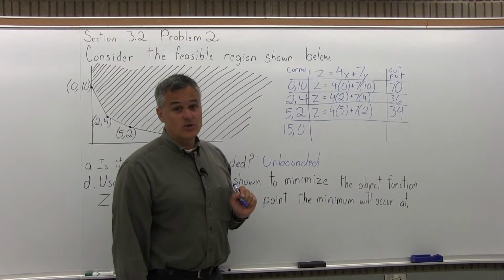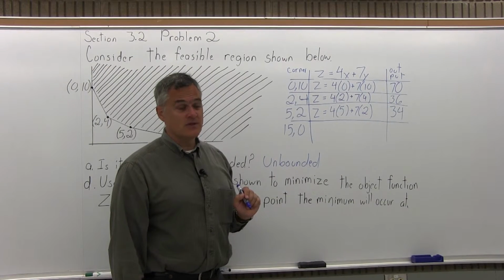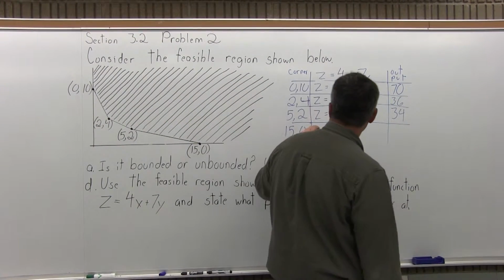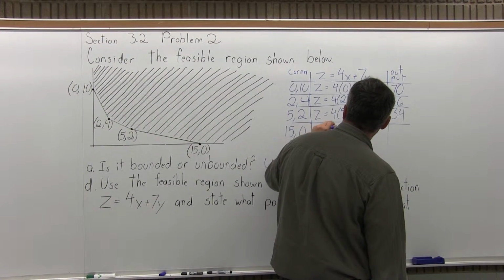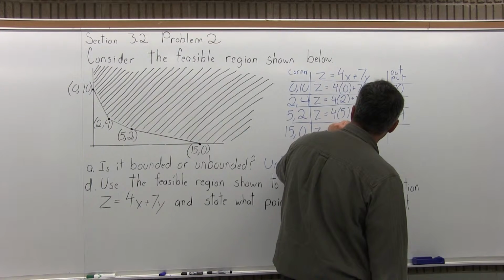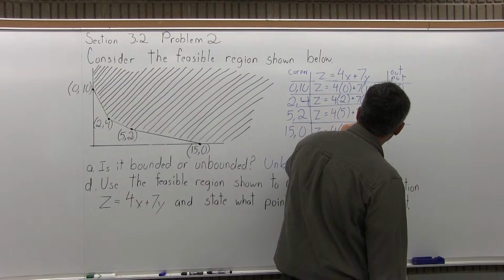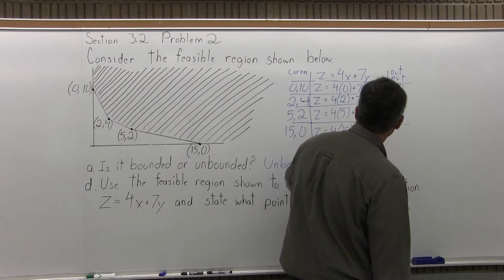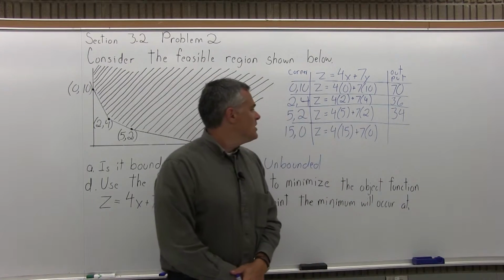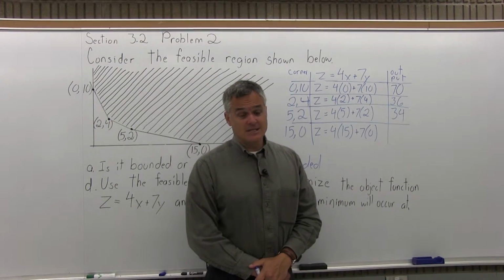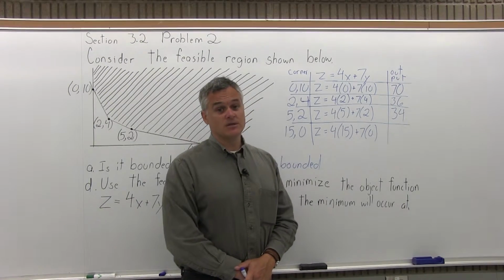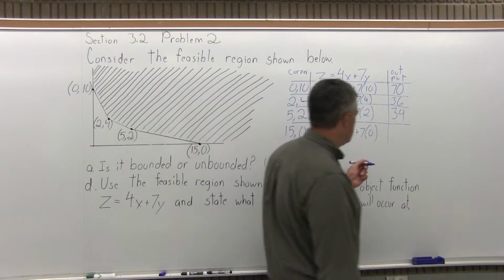And finally, the last corner point is 15, 0. So x is 15 and y is 0. So z equals 4 times x, which is 4 times 15, and 7 times y, which is 7 times 0. 4 times 15 is 60. 7 times 0 is 0. 60 plus 0 is 60.